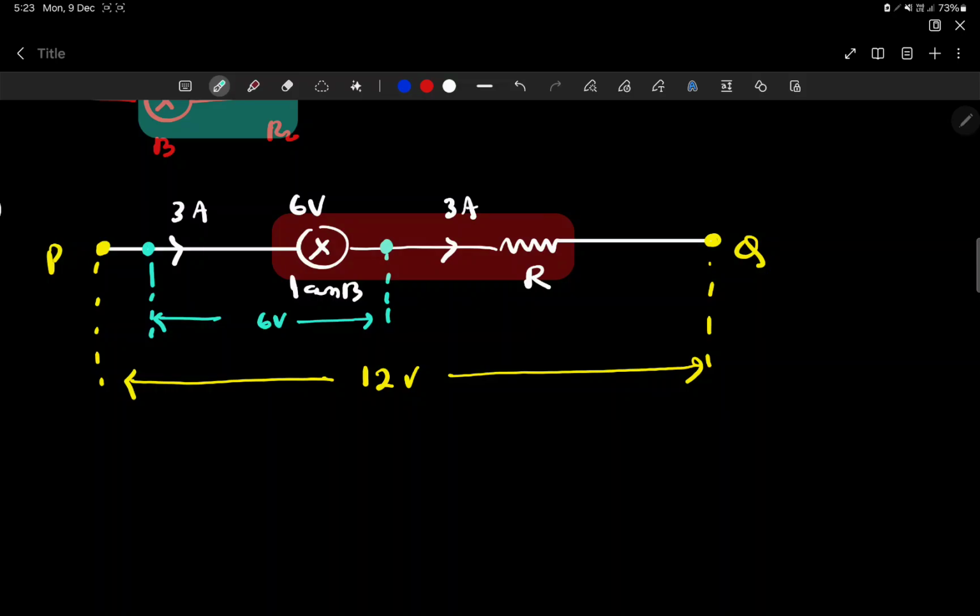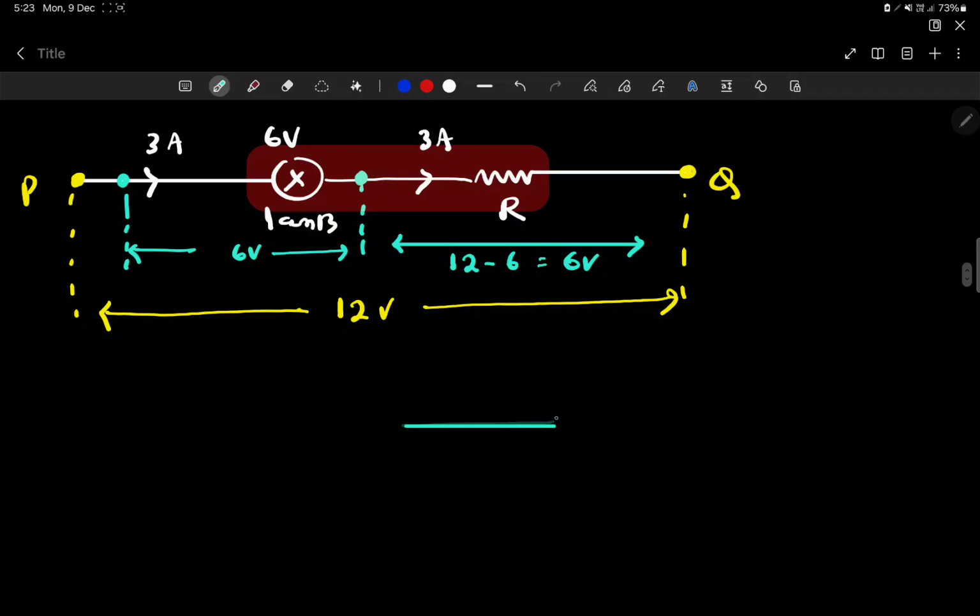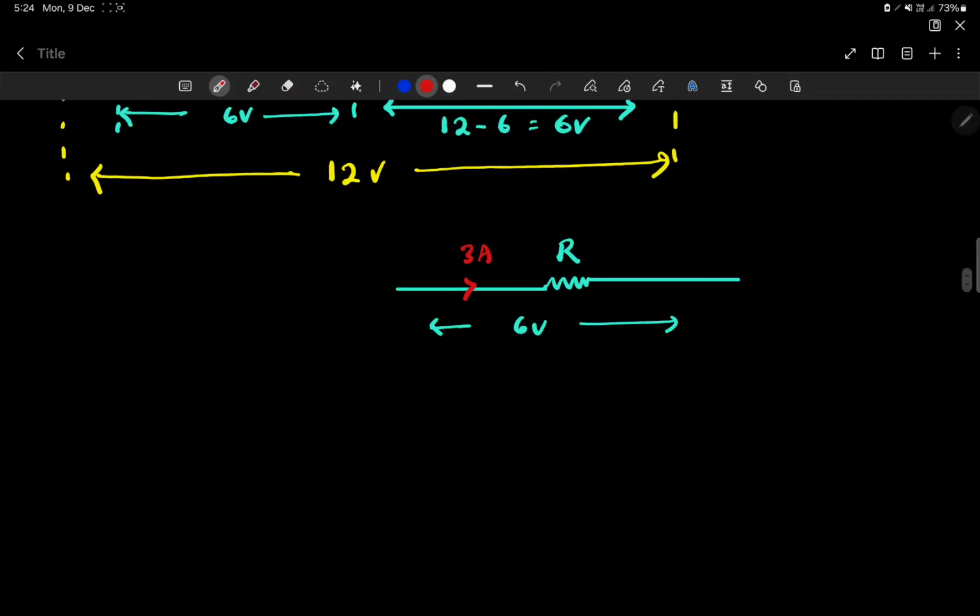But for the whole combination the potential difference is 12 volt. So the potential difference across resistor R equals total minus the voltage consumed by lamp B, that is 6. So the remaining is 6 volt. Now see this diagram. Potential difference across R is 6 volt, and current through the resistor R is 3 ampere. As lamp B and R both are in series, the current value remains the same. Now we can calculate the value of resistance R.